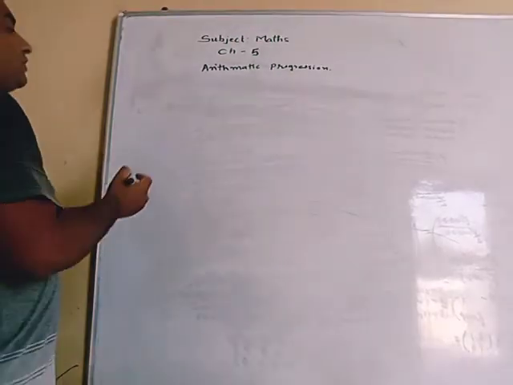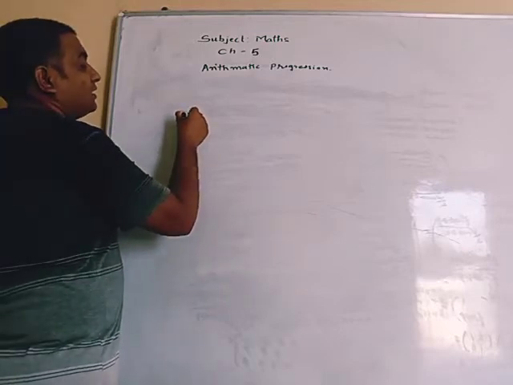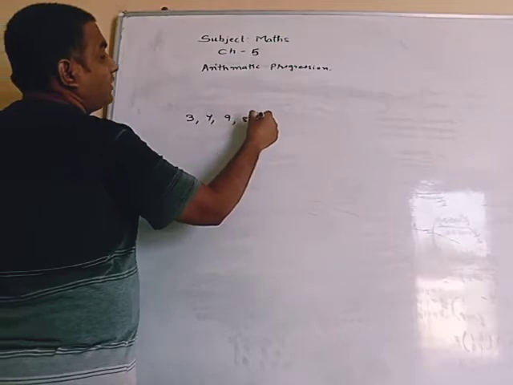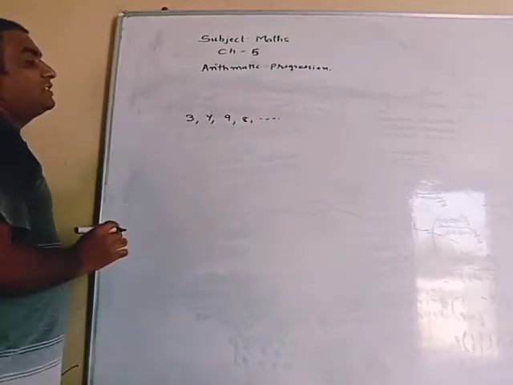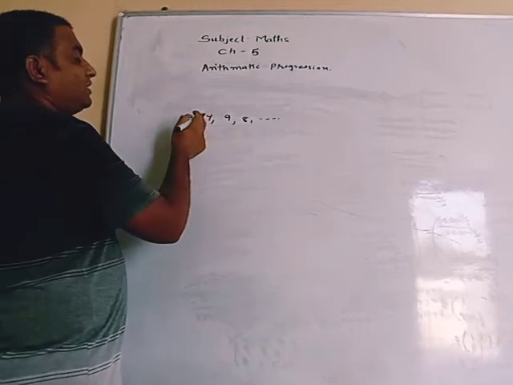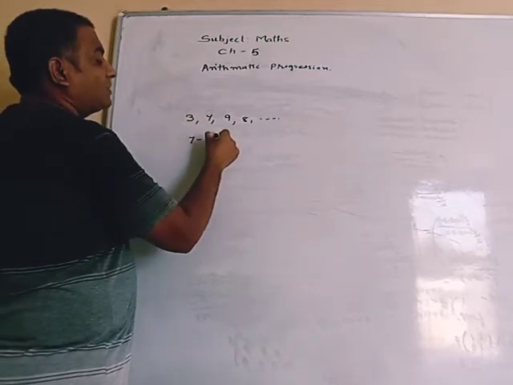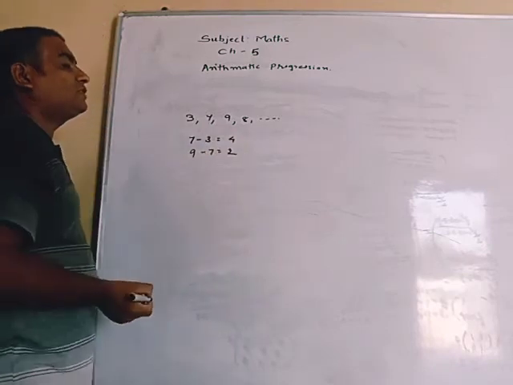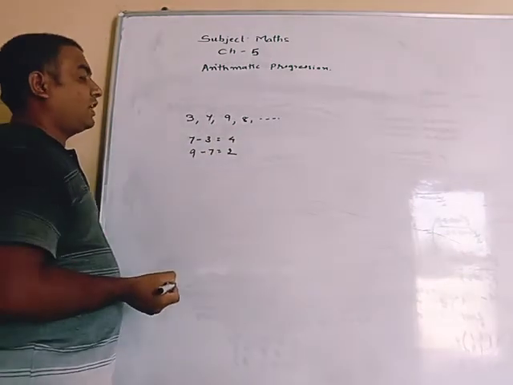Now suppose we are given the sequence 3, 7, 9, 8, like this. Is it an AP or not? Then we have to just check the common difference. Here we can say that 7 minus 3 is 4, 9 minus 7 is 2. So the common difference is not equal, so it is not an AP.